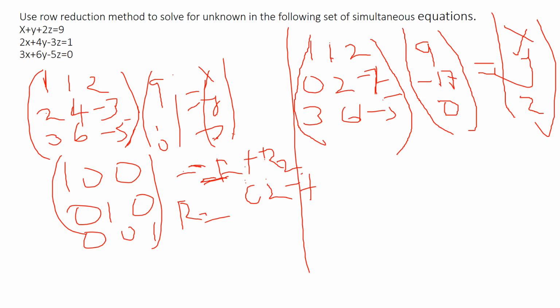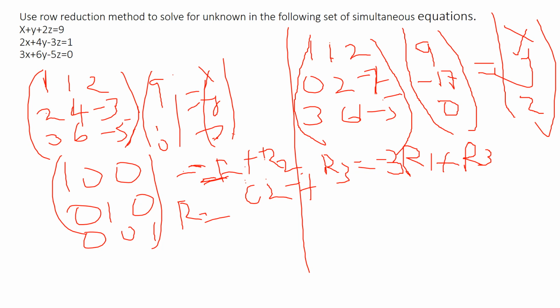I reduce this 3 to 0. And how do I achieve that? I achieve that by making my new row 3 equivalent to: I take negative 3 and multiply it with row 1, and then I add it to my row 3. So this gives me my new row 3.